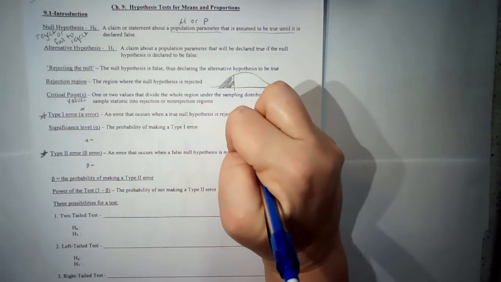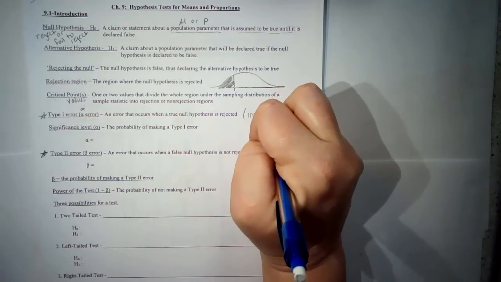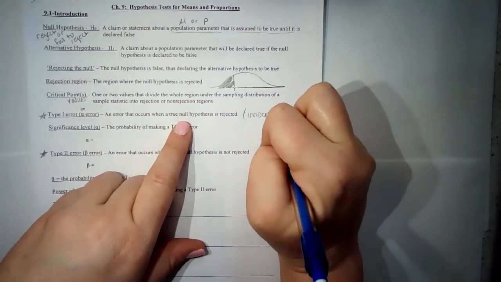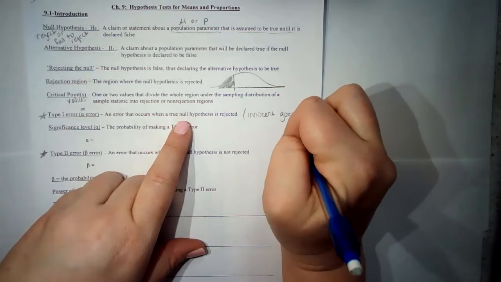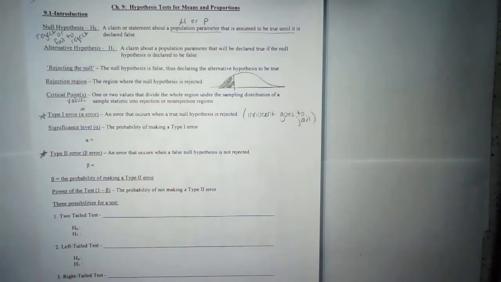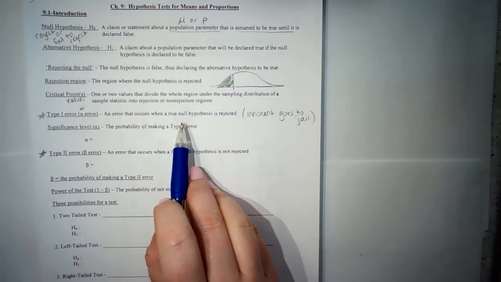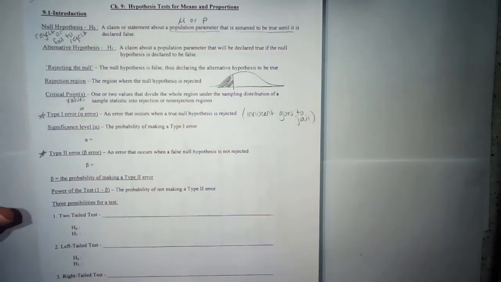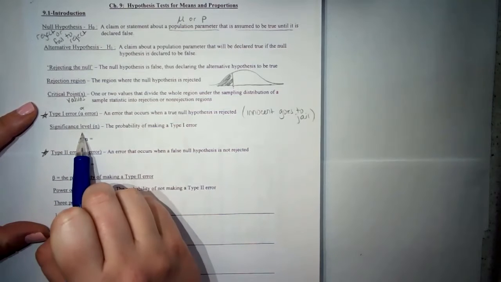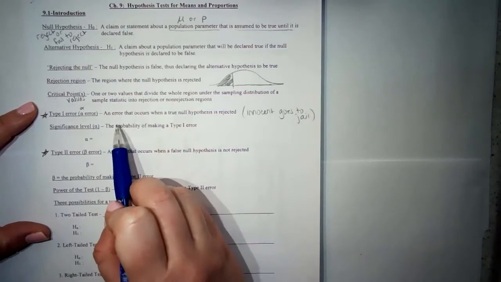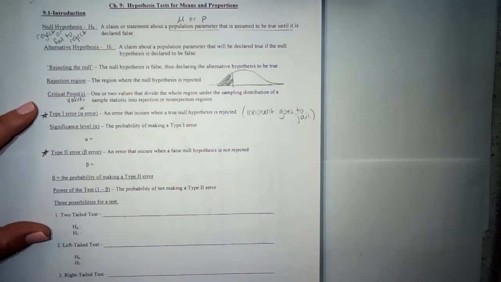It's kind of like when an innocent man, right? True, goes to jail. That's really the biggest travesty in the justice system, when somebody who's innocent goes to jail. So this is like the worst kind of error. True null gets rejected. All right. The significance level, or alpha, is just the probability of making this error.